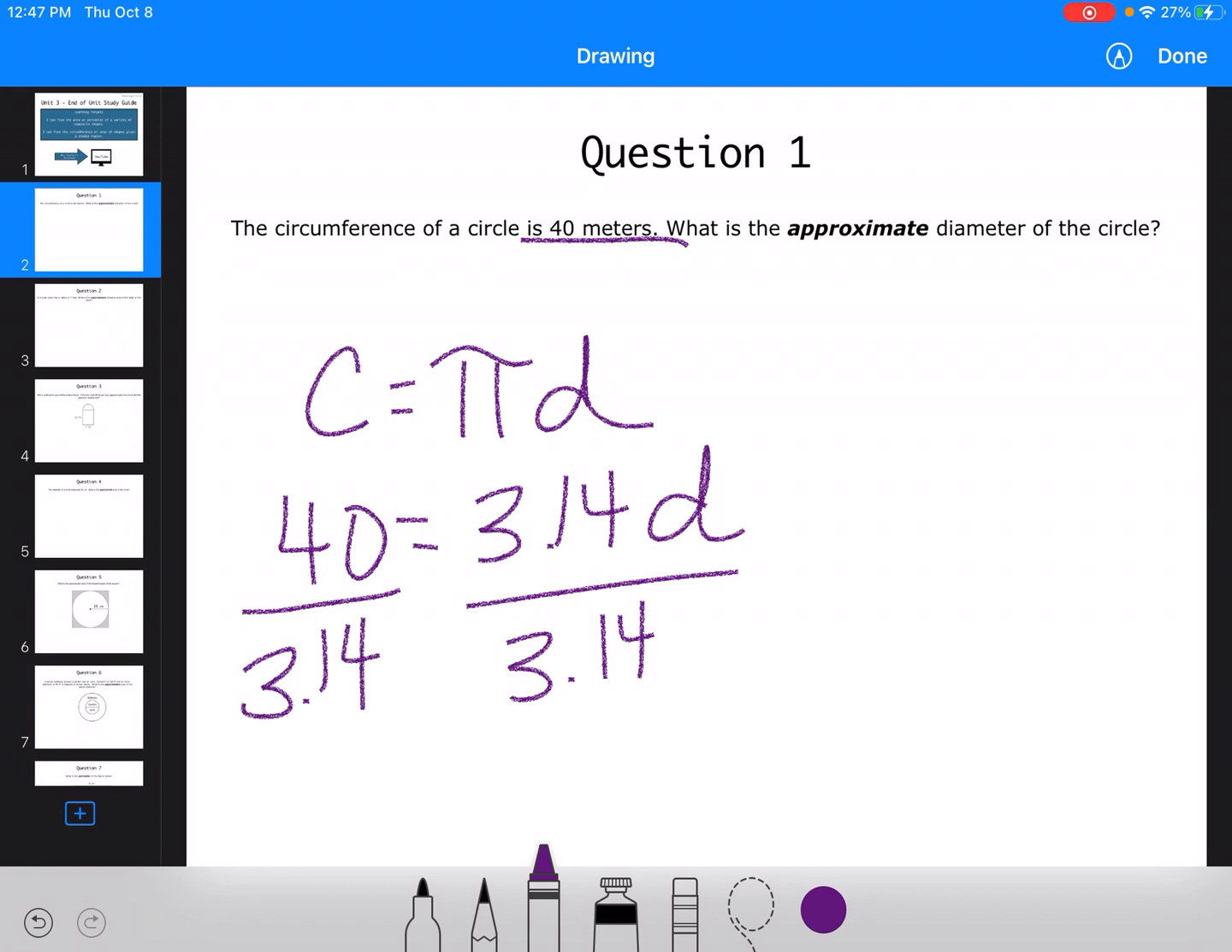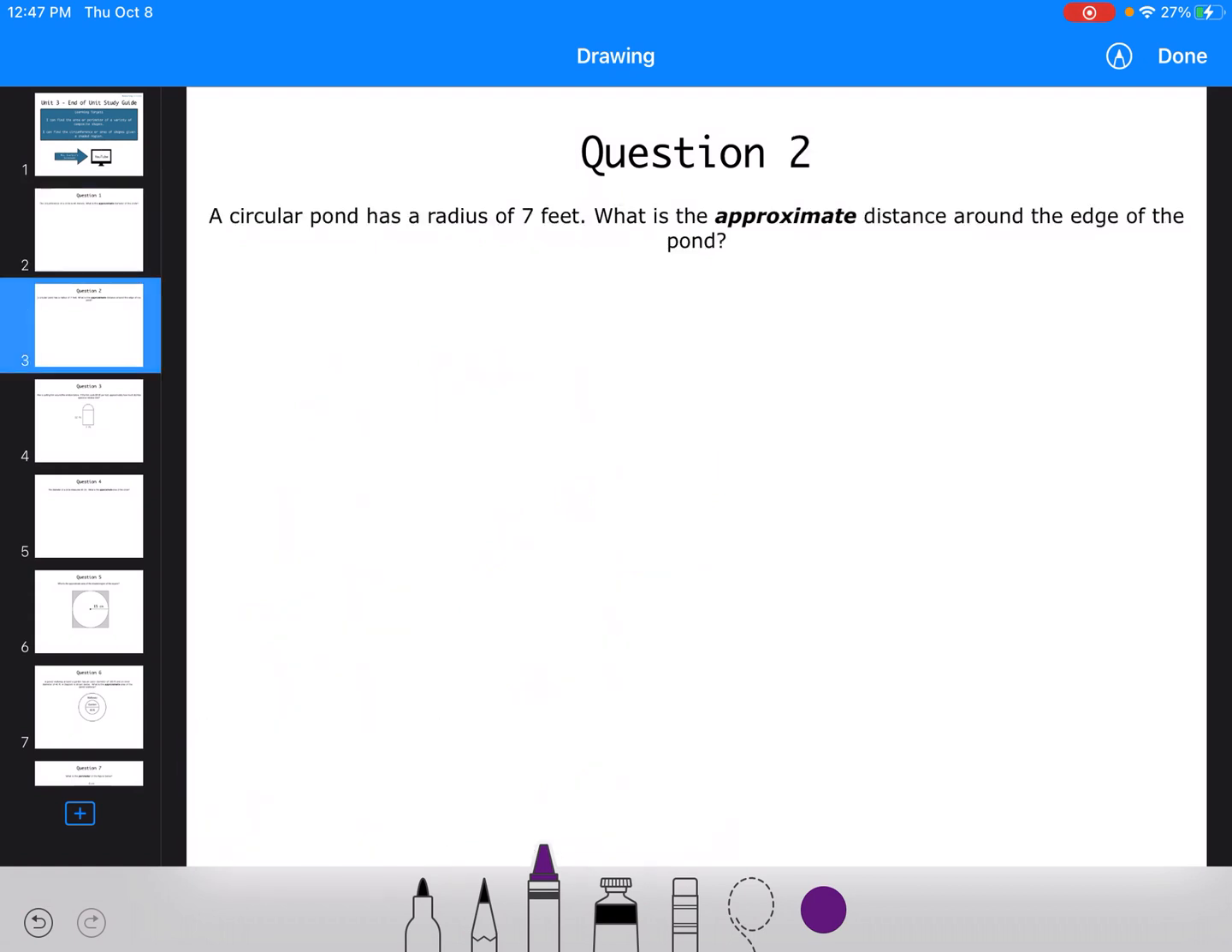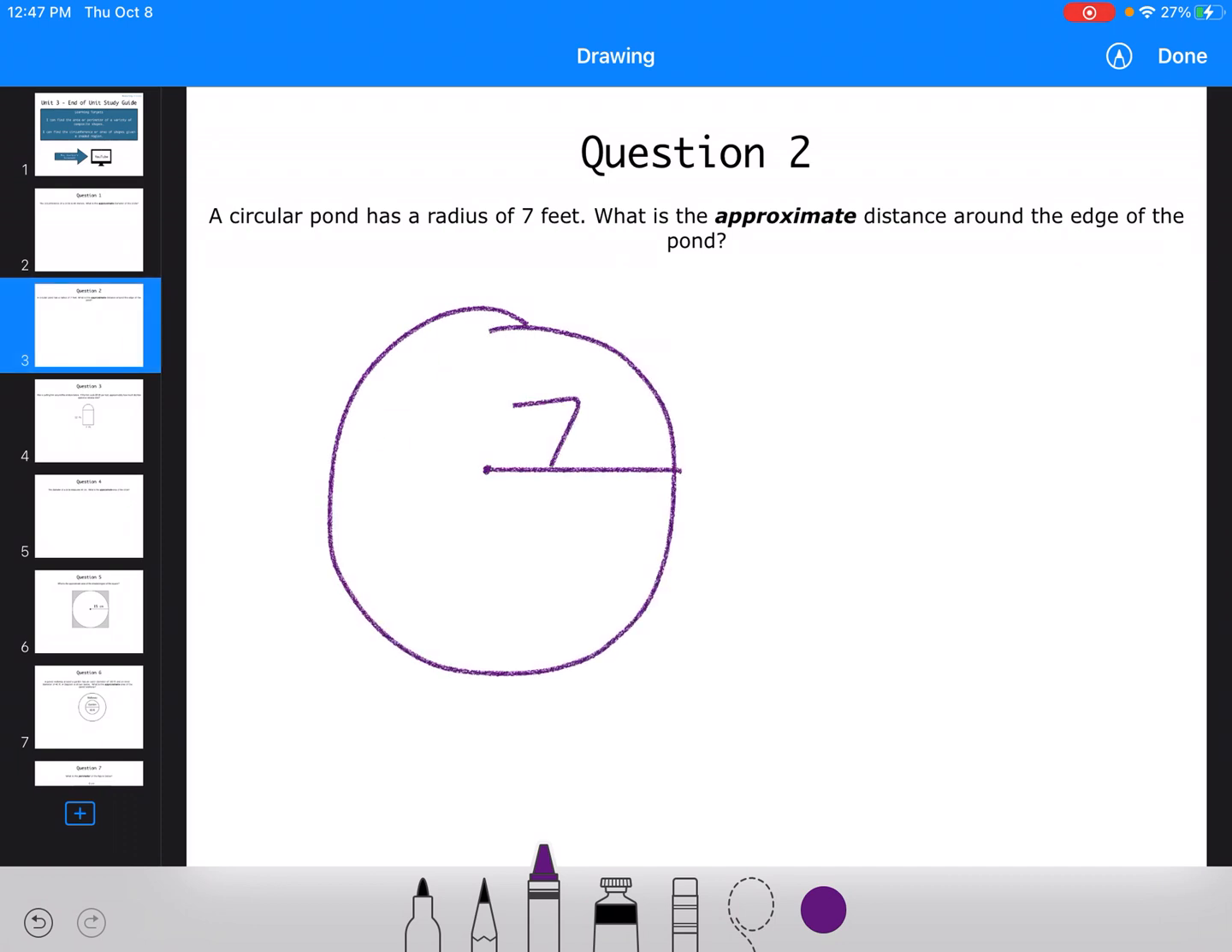So in my calculator, I'm putting 40 divided by 3.14, and I end up with a crazy number, but I'm going to round it. So I end up with 12.7, and my unit is meters. The next one says the radius of a circular pond is 7 feet. What is the approximate distance around the edge? So we're going around it.